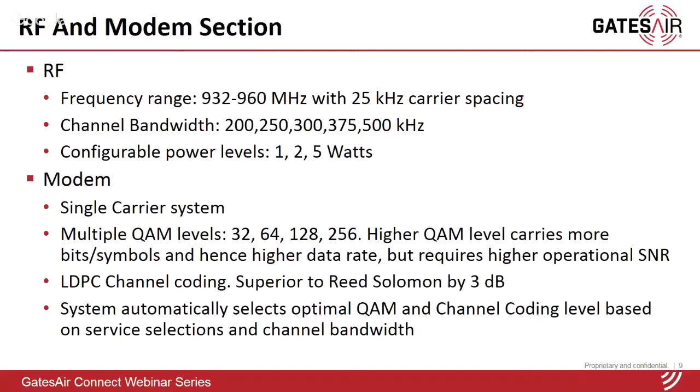The modem uses LDPC channel coding for protection of your RF bit stream. LDPC is superior to Reed Solomon by about 3 dB, so you have about 3 dB of additional system gain. And for ease of usability, the system will automatically select the optimal QAM level and the channel coding overhead for the protection, based on the user data rate requirements, which in turn depends on the services that you as a user select and the channel bandwidth that's selected.